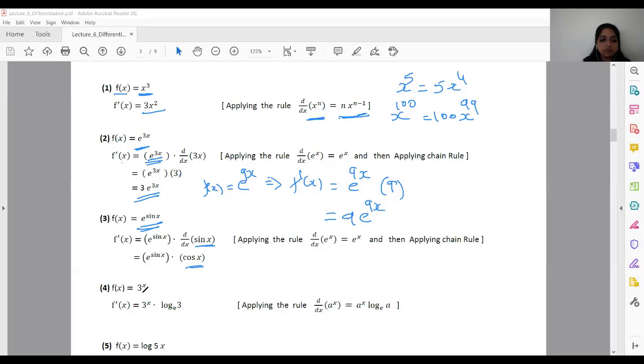The next one is 3 raised to x. 3 is the constant term. So here we are applying a raised to x, where a is any constant. The derivative of a raised to x is a raised to x into log a, where base is e. So the derivative of 3 raised to x is 3 raised to x into log 3, where base e. We have just replaced a by 3 here, right?